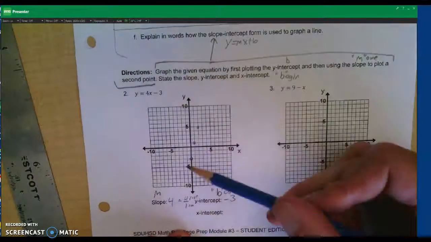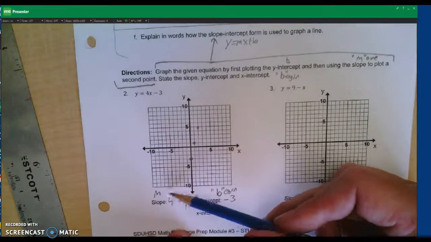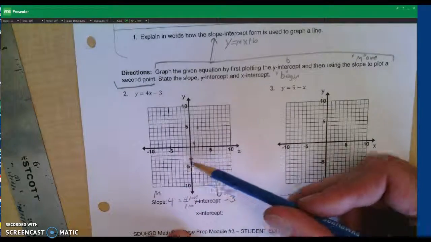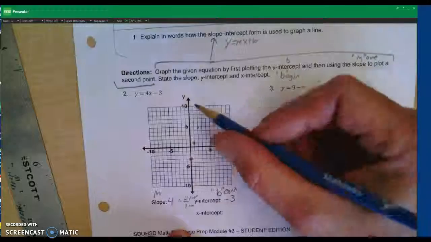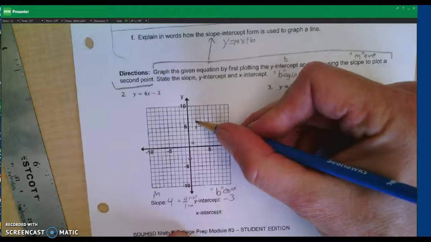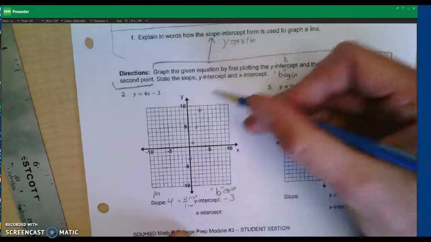And by the way, you know that this should be going uphill because this is a very steep positive number, so it should be going up very steeply, which it is. And then continue, maybe one more time. 1, 2, 3, 4, and 1. We're out of room.